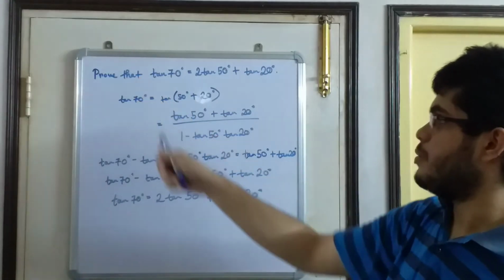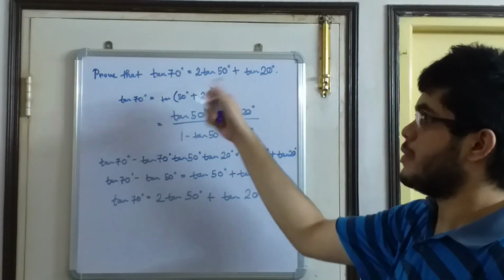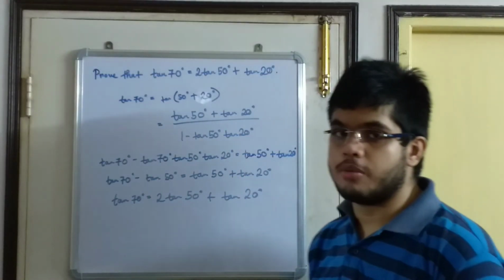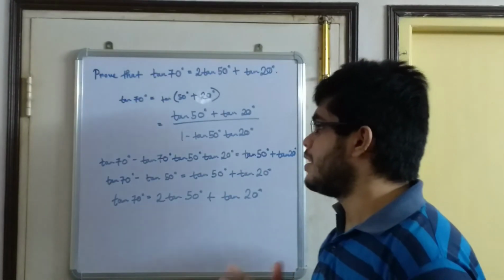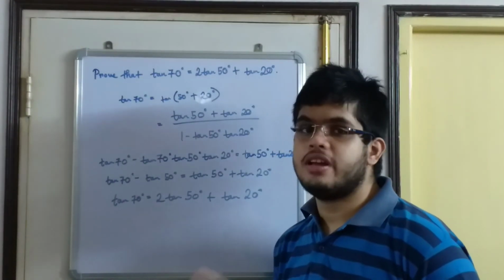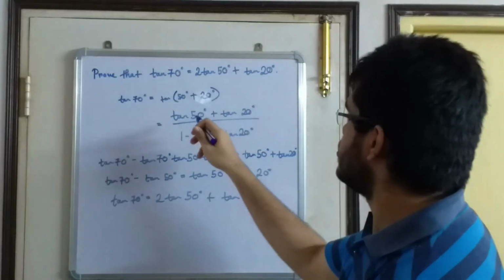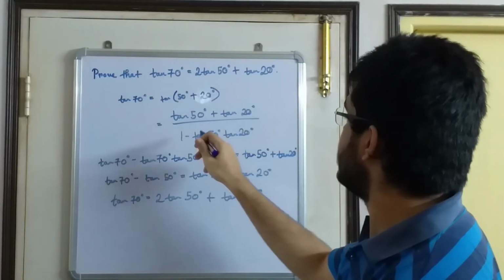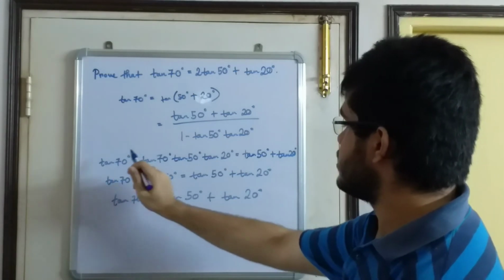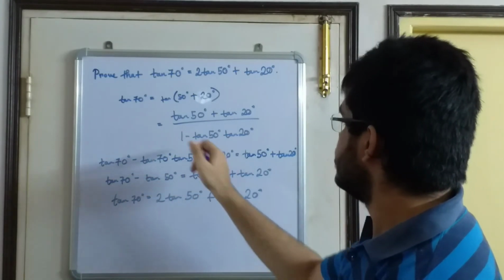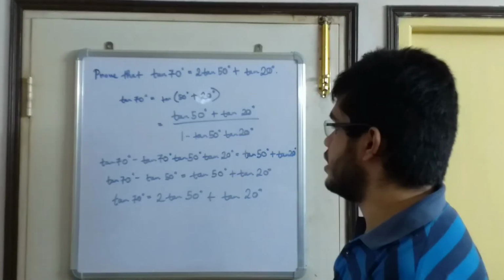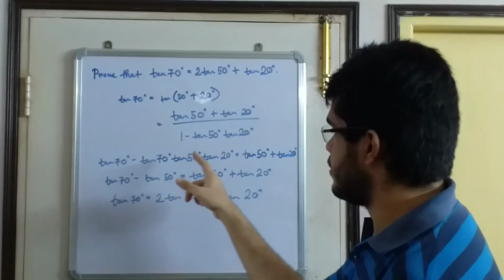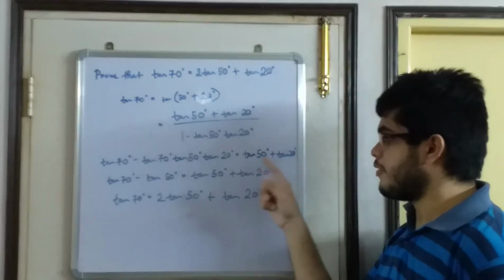See, tan 70 degree we can write as tan of 50 degree plus 20 degree. Then use the compound angle formula. What was the formula? Tan a plus b is equal to tan a plus tan b by 1 minus tan a tan b. So tan 50 plus tan 20 by 1 minus tan 50 tan 20. Now we are just multiplying the denominator with tan 70 degree. So tan 70 degree minus tan 70 tan 50 tan 20 is equal to tan 50 plus tan 20.